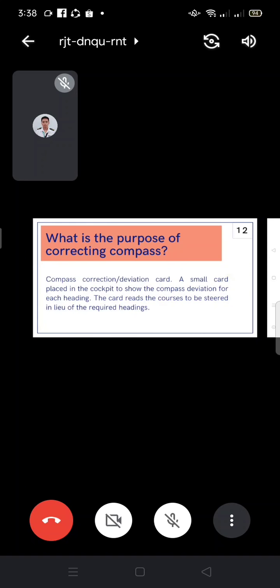So what is the purpose of correcting a compass? Compass correction or deviation card: a small card placed in the cockpit shows the compass deviation for each heading. The card reads the course to be steered in view of the required headings.